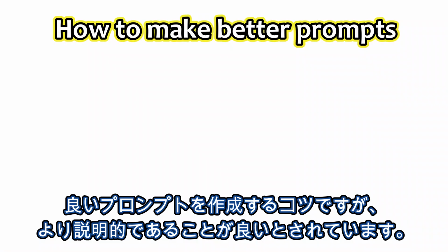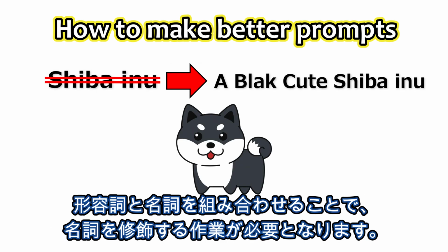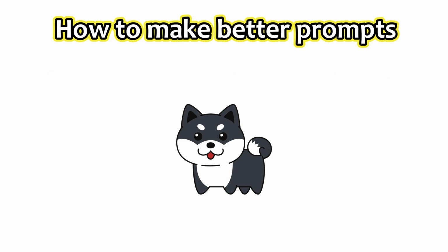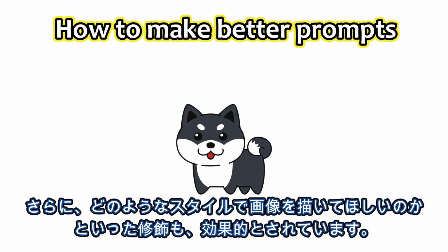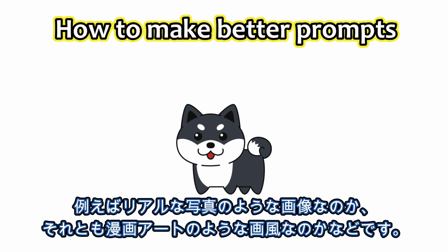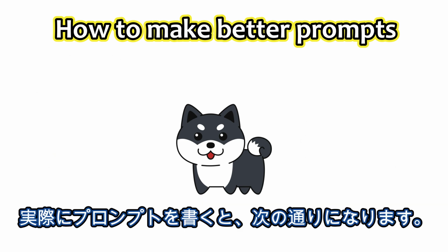The trick to creating a good prompt is to be more descriptive. For example, instead of creating a noun-only prompt, you need to work on modifying the noun by combining adjectives and nouns. Also, adding adjective clauses helps to create a more detailed description. Adding what style you would like the image to be drawn in is also considered effective. For example, do you want a realistic photographic image or a cartoon art style? Here is an example of a prompt.